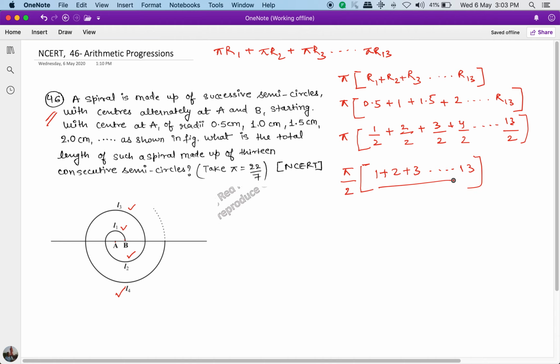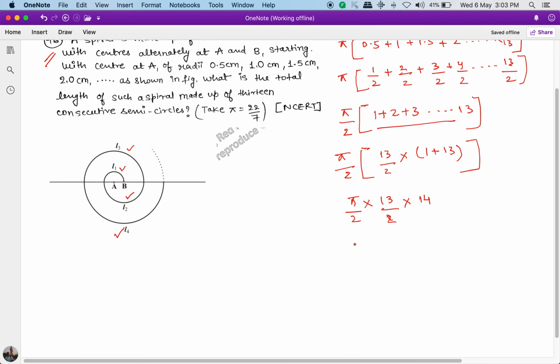Now this is an AP and we have to find the sum of this. So the sum of this AP will be pi by 2 multiplied by n by 2, which is 13 by 2, multiplied by first term plus last term. First term is 1 plus 13, which is the last term. This whole thing will be pi by 2 multiplied by 13 by 2 multiplied by 14.